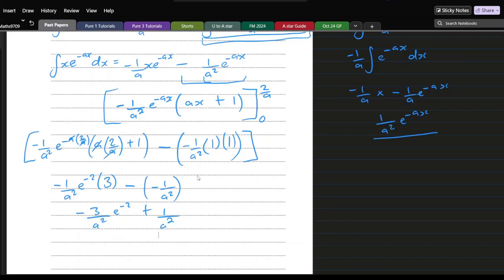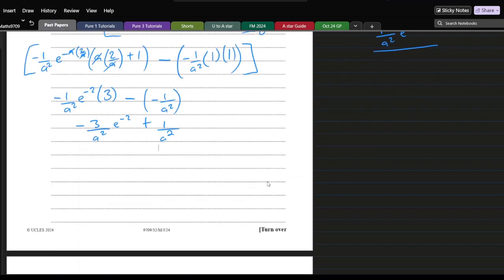So we can go ahead and factor out 1 over a squared, or we could just leave it as it is, but I think it's a bit cleaner if we factor out the 1 over a squared. So that's negative 3e to the negative 2 plus 1, and this here is our final answer.